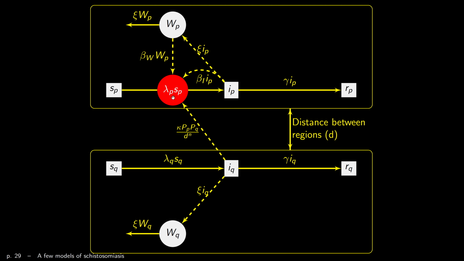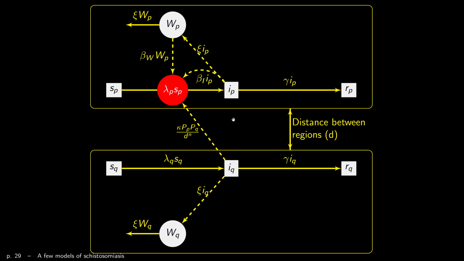Okay, so the way they incorporate this is what I would call not a true metapopulation. I mean, it's a true metapopulation, but it's a metapopulation with implicit movement. So what they do is they say that the rate at which IQ goes into this is this product here, kappa times P_p, P_q, over d to the n.